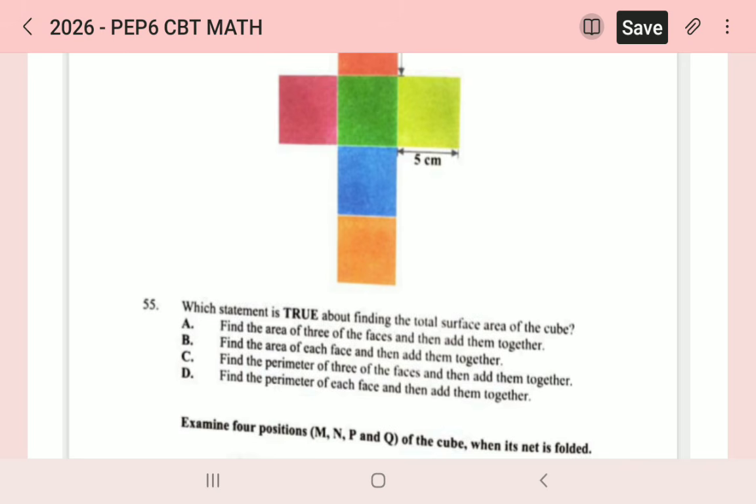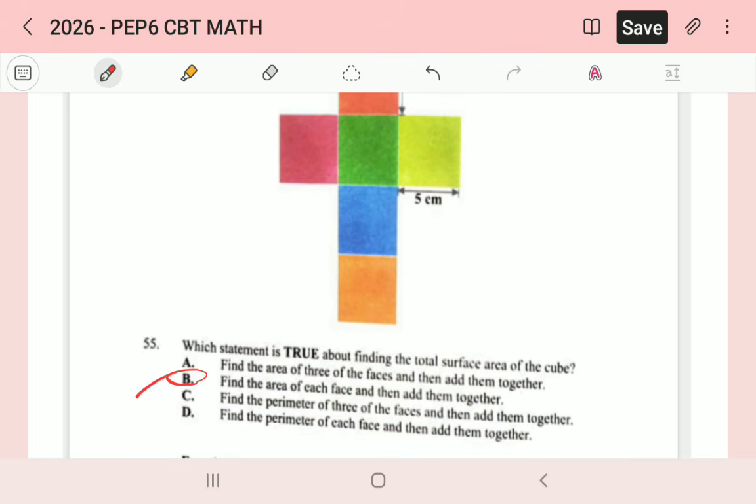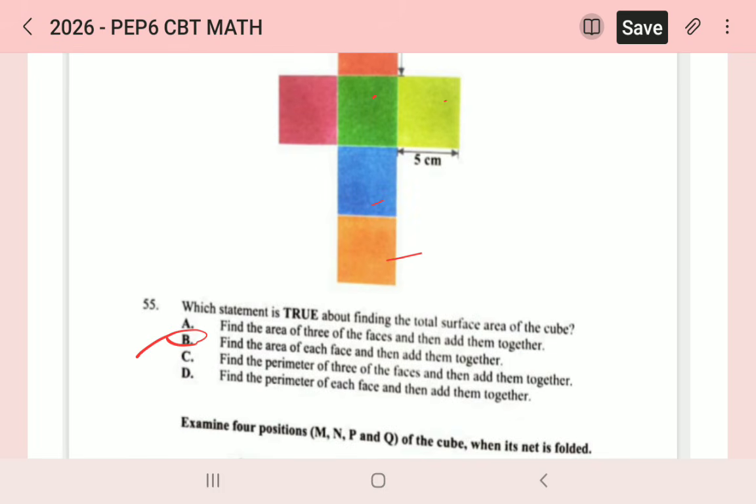B says find the area of each face and then add them together. Yes. C, so you know that's what we have to do, which is B. You're going to have to find the area of each of them and then add up what you get to find the whole surface area.